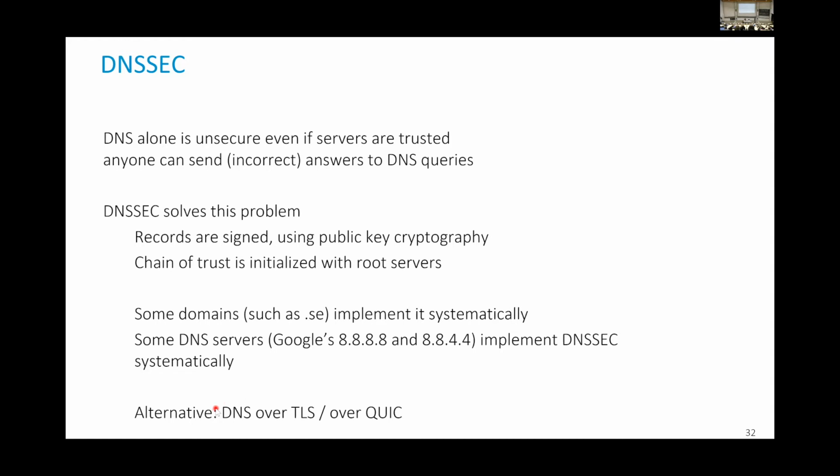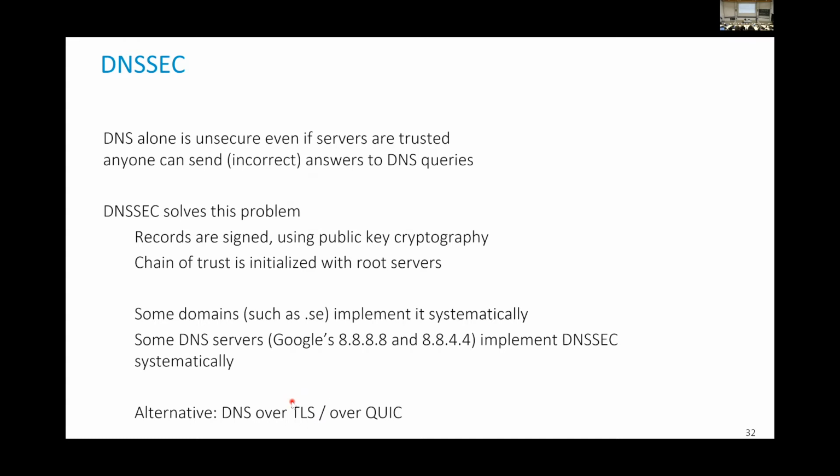An alternative, instead: DNS uses UDP. So when I send a query to a DNS server, it's over UDP, non-encrypted. An alternative is to use it over TCP and TLS, which is a bit more heavy, but some systems require doing it. And there is a development to do DNS over QUIC, which would fit very well also.